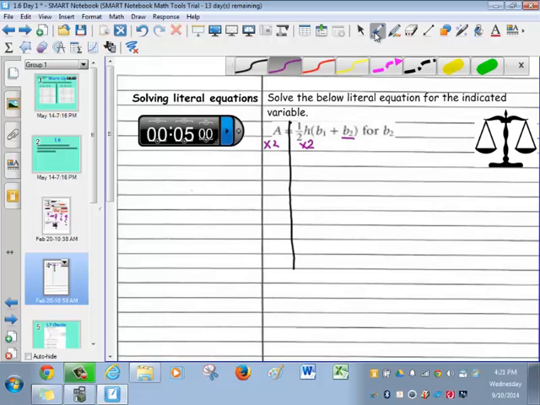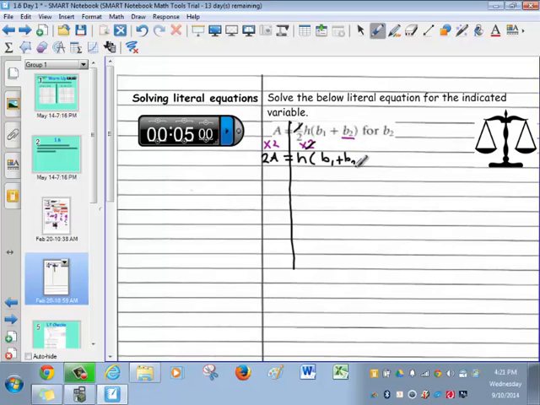What I get, check this out, I get 2A, because 2 times A is 2A, is equal to, what's 2 times 1/2? Check this out, 2 times 1/2 is just 1. If you have 2 halves, you got a whole. So this cancels that off, and now what I'm left with is h times (b1, that's the first base, plus b2). This is the second base of a trapezoid. Okay, guys, remember what a trapezoid is? Check this out. This is a trapezoid. Base 1, base 2. Here's your height. All that stuff's going on right now.